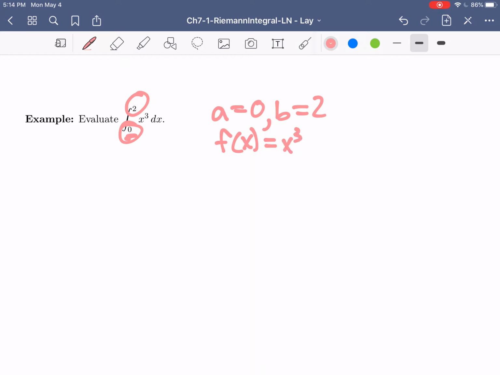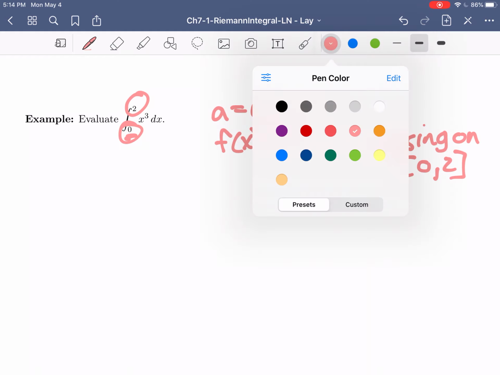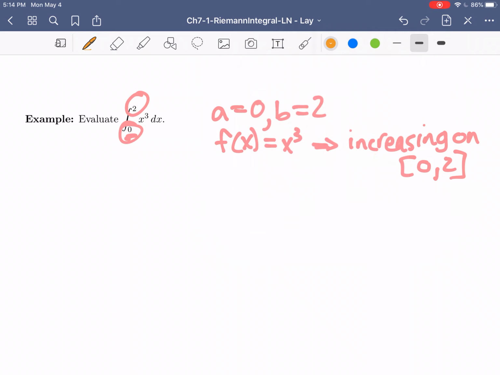And we'll just observe that this function is increasing on the interval that we're interested in. So on the interval from 0 to 2, this is an increasing function. All right, so we have this increasing function.